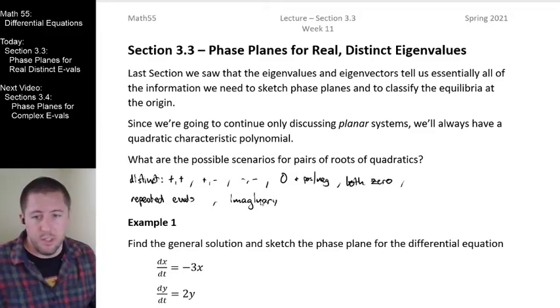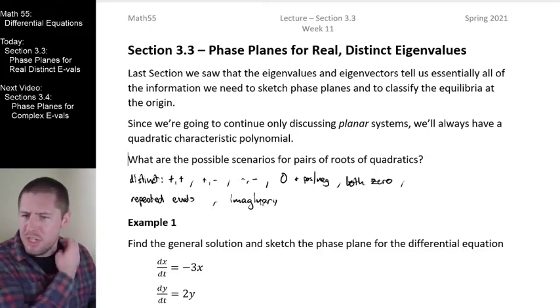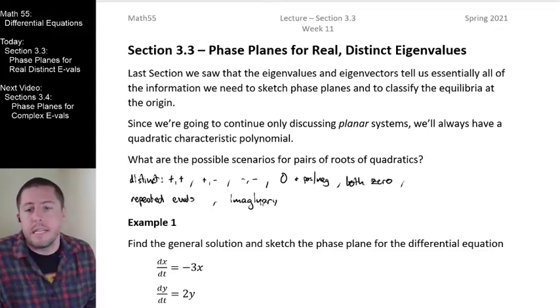And then imaginary solutions is a whole other animal out there, right? Getting non-real valued solutions. What does it mean to get imaginary solutions to a real valued problem? Can we make sense of that? That's what we're going to talk about in our next video on 3.4.